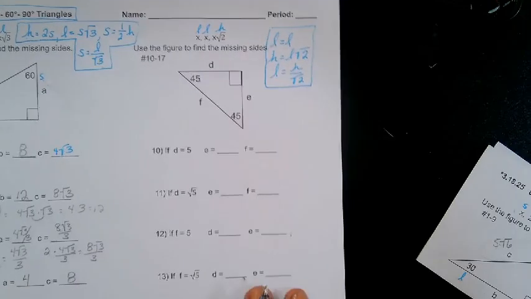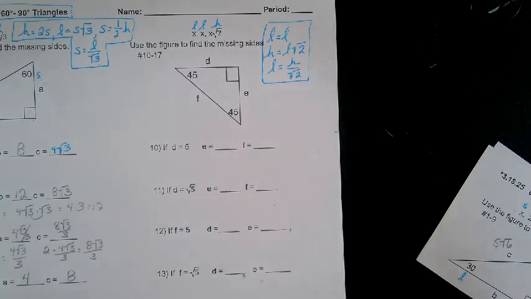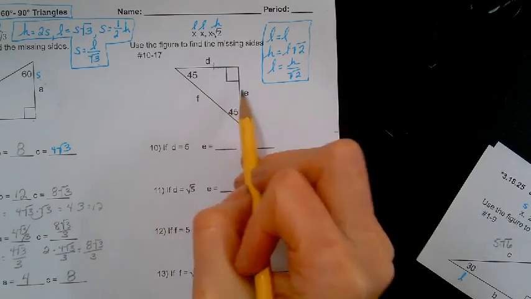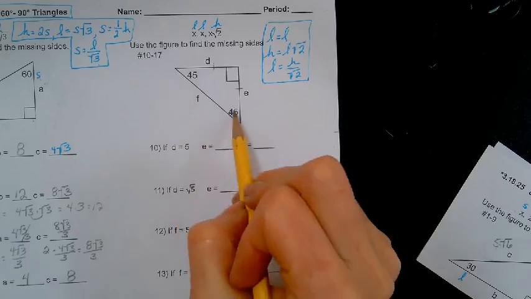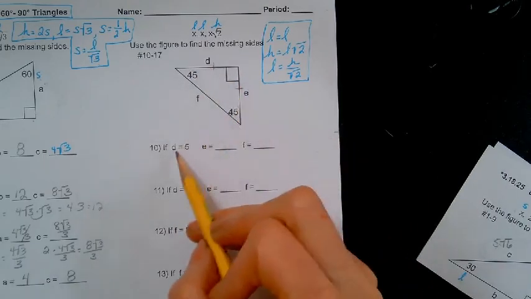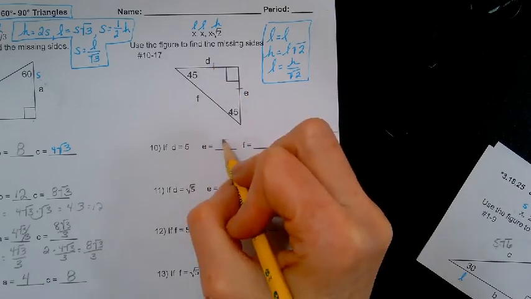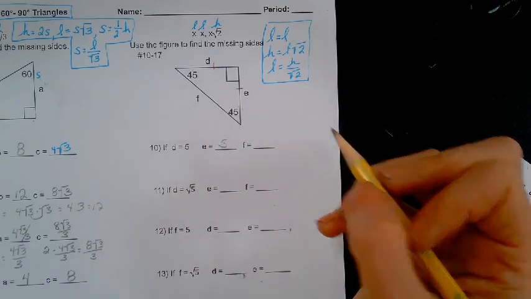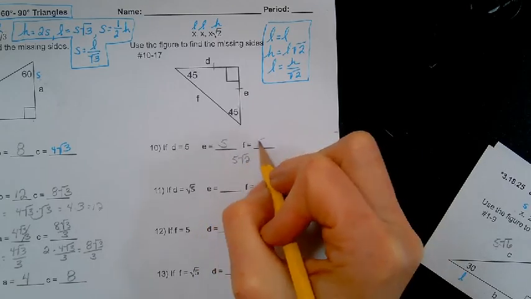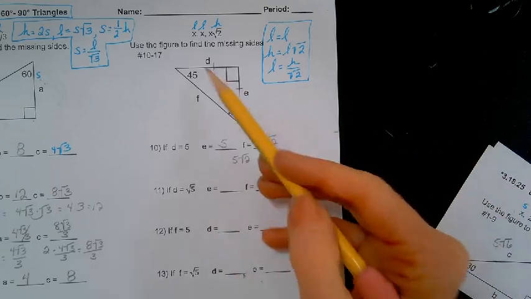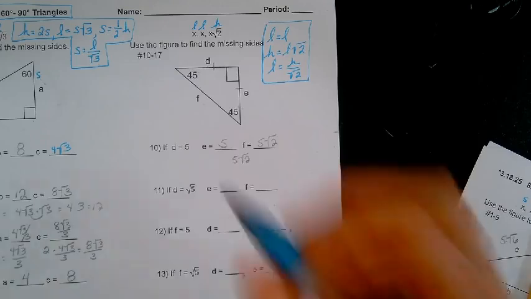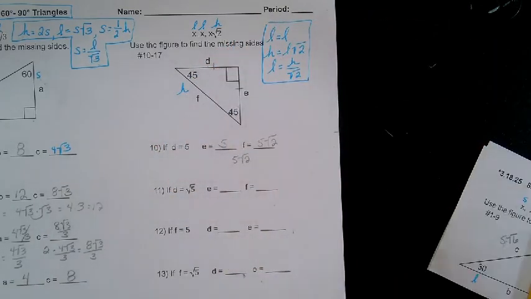Okay, so here we're given that d equals 5. This is a leg, and this is a leg. Remember, in a 45, 45, 90, these two sides opposite the 45 degree angles are congruent. So if d equals 5, e equals 5. And f is going to be equal to 5 times rad 2. The legs are congruent, and then to find the hypotenuse, you just need to multiply the side by rad 2.